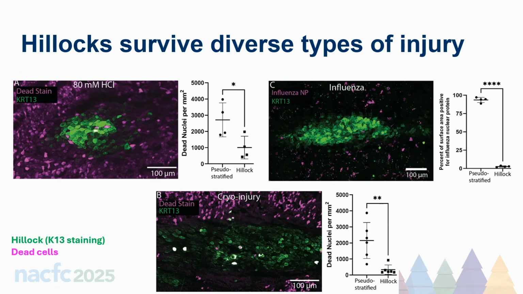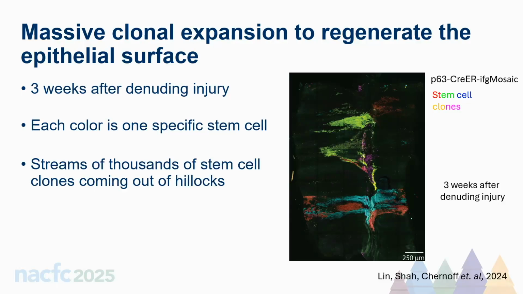What happens after it survives injury? Well, hillocks then go on to expand and regenerate the epithelial surface. So to look at this, we want to look at the basal stem cells in the hillock. To do that, we use this mouse, the P63 CreER Confetti mosaic mouse. It's a rainbow mouse, essentially, where all the basal cells are one specific color. And so we'll see there'll be a rainbow pattern of different colors here.